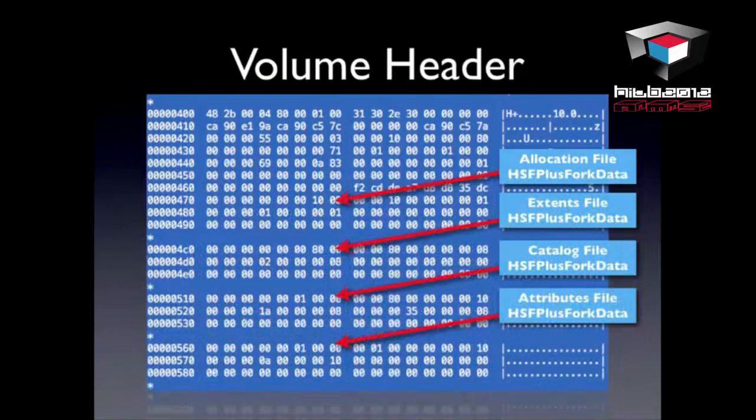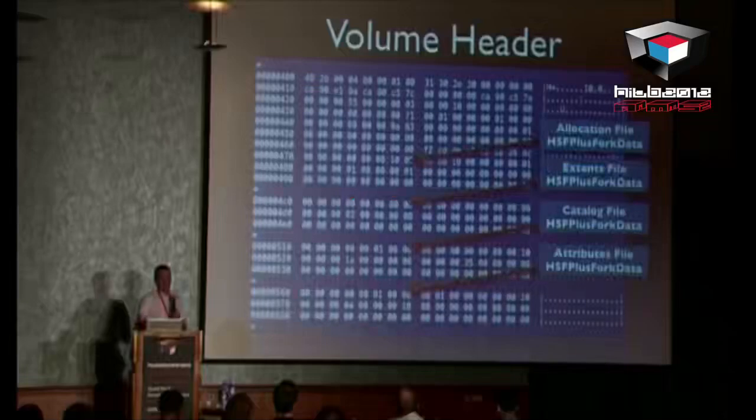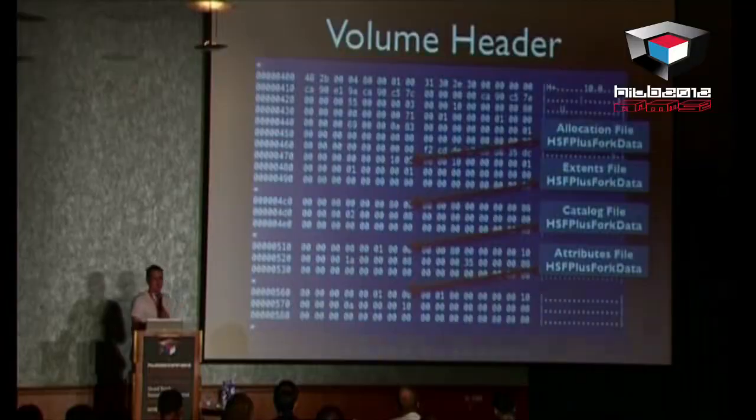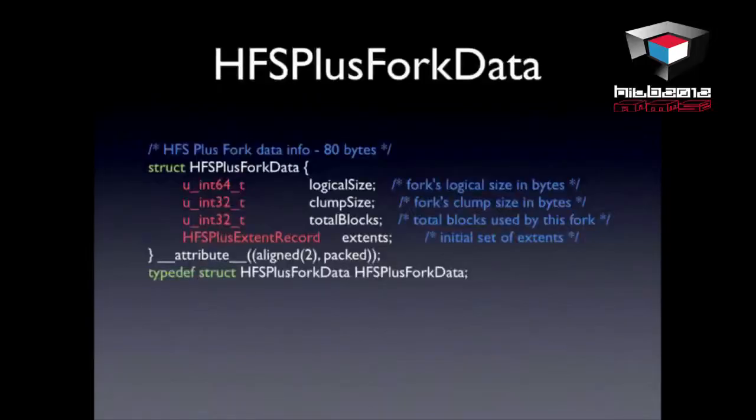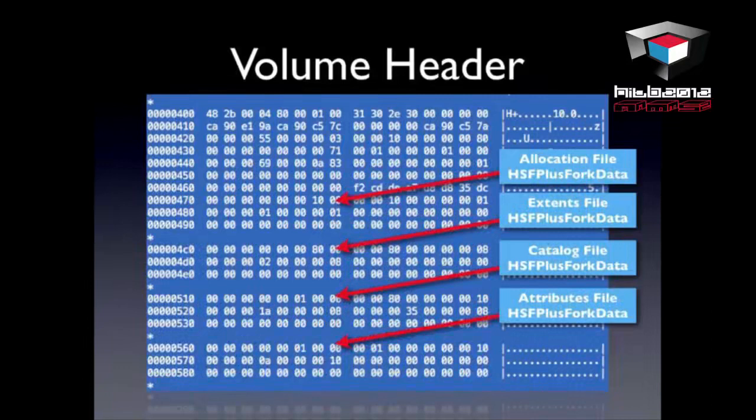And this is pointless to define each of the other values, because we are not really interested in this. But there are four different zones that define the standard default files: the allocation file, the extents file, catalog file, and attributes file. Here is the structure defining this area we can see. Okay?